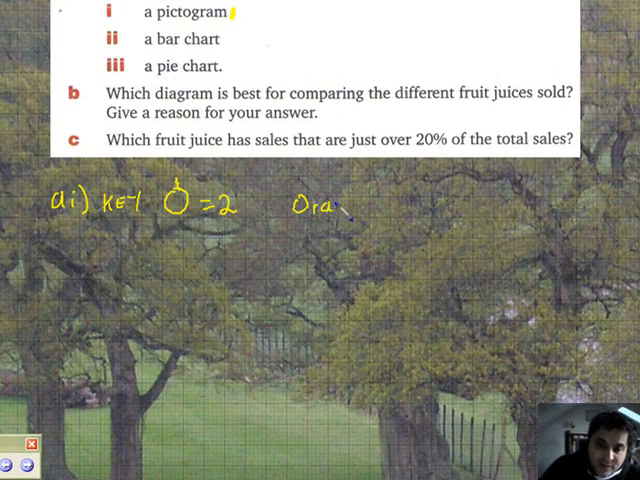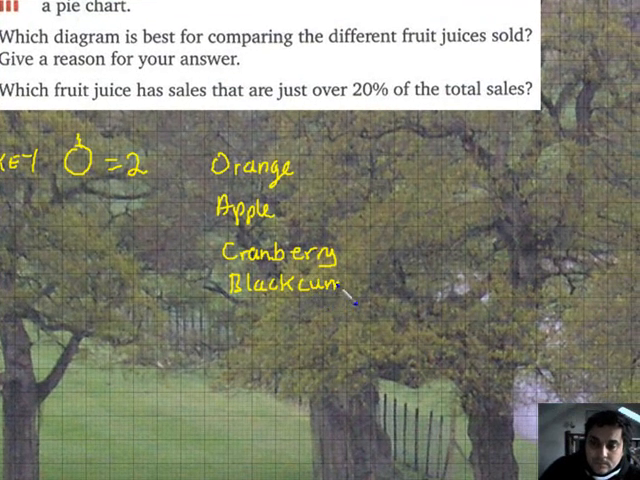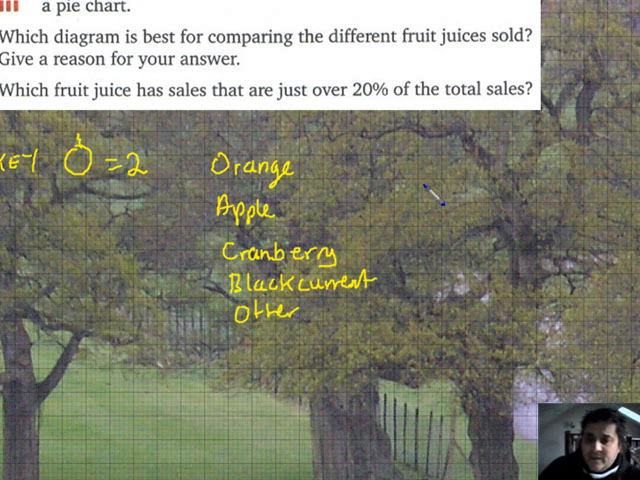So I've got oranges to do, I've got apples to do, I've got cranberries, I've got blackcurrant, I've got something else, they call that other. Right, so let's just do that. Could have a line there, don't have to.